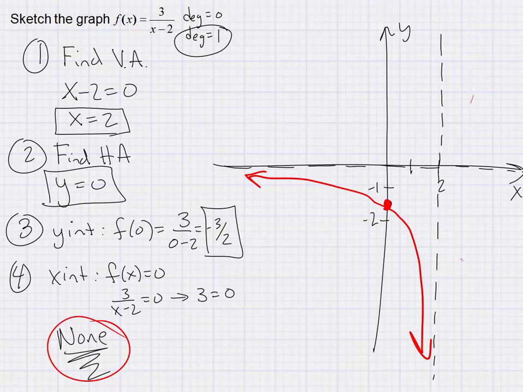Now, here's where I need a checkpoint. I have no idea what's happening on this side of the graph. So I need to figure out where my graph is located before I can start doing the same things I did on the other side. So what I'm going to do is take some value over here, let's say 3, and put that into my function. So I'm going to find some checkpoints, and that's basically going to find f of 3. Which is going to be 3 over 3 minus 2, which is 3 over 1, or 3. Which tells me that 3, 3 is a point on my graph. So that's up here.